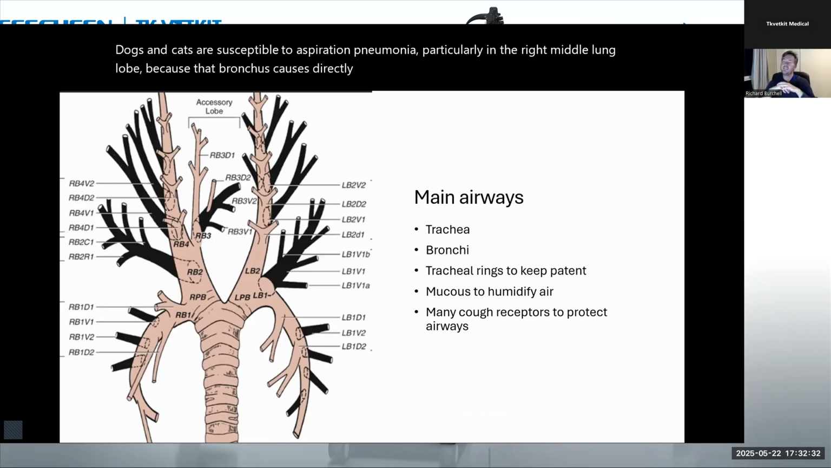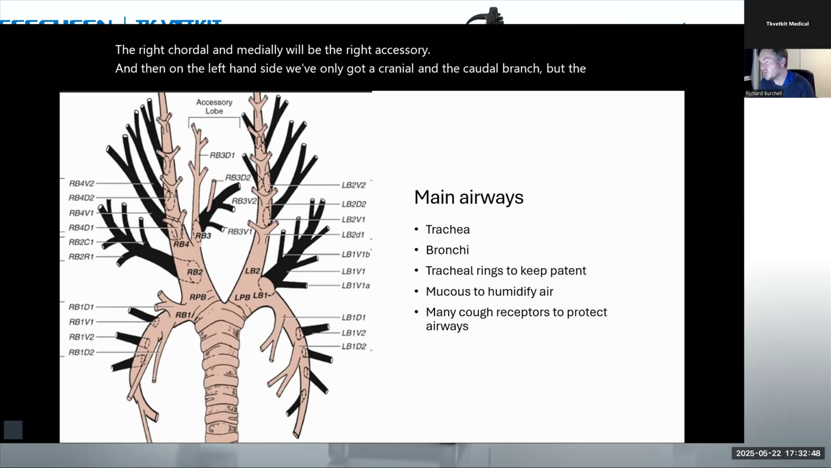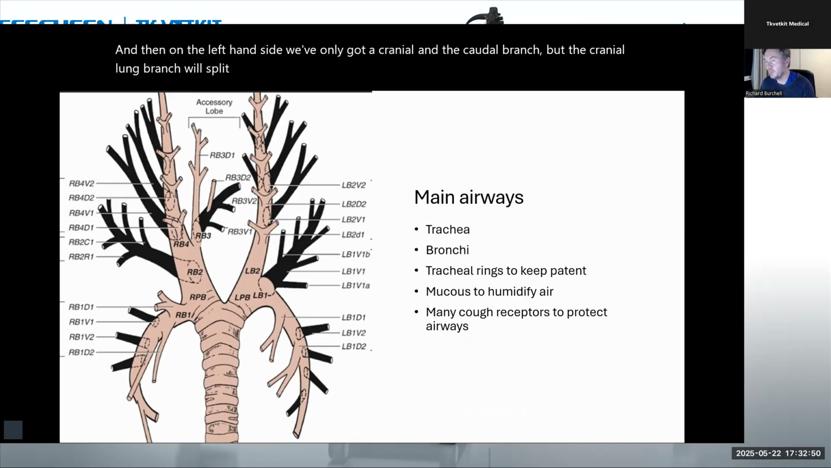Then the next two that will branch off will be, laterally, the right caudal, and medially, the right accessory. And then on the left-hand side, we've only got a cranial and a caudal branch, but the cranial lung branch will split into a cranial and a caudal branch. So you've got the cranial lung branch splitting into the cranial and caudal, and then you've got the caudal left lung branch. So this is what we want to identify.